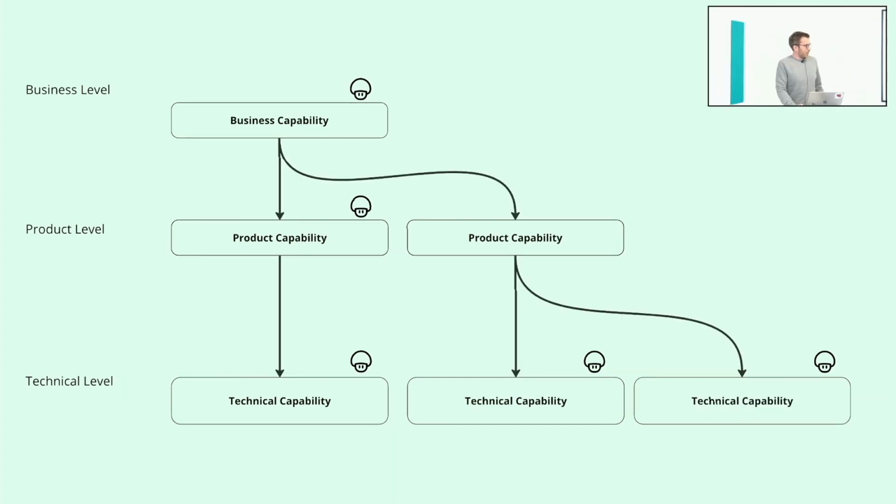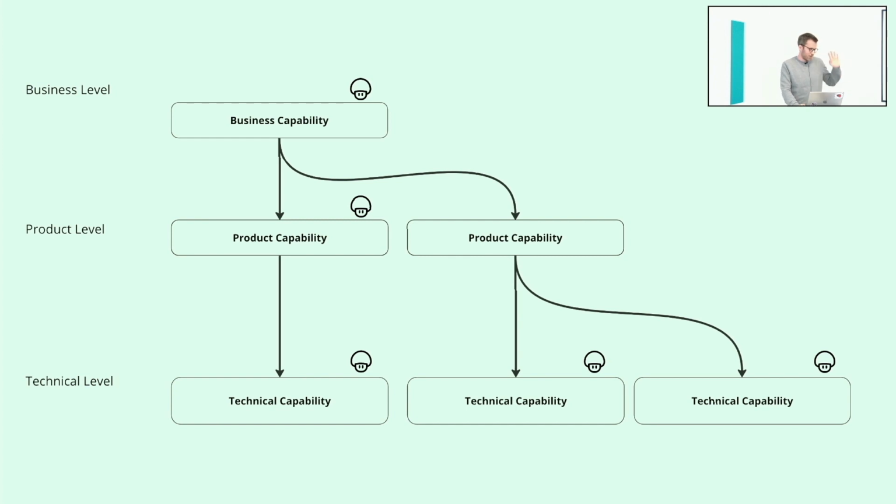These can be connected. So it's not that I need to have a one-to-one connection between a business capability and a product capability. I can connect them however I like. It's very likely that I need to have more product capabilities to support one business capability, and the same applies to the technical level. This is also how the requirements flow top-down. The business capability defines the requirements for the product, or what we need to achieve on product level, and the technical level is derived from the product level as well. So requirements are flowing from business to tech, top to down.